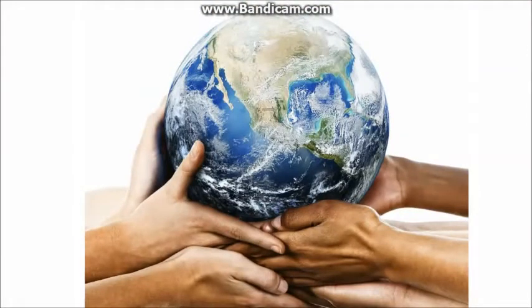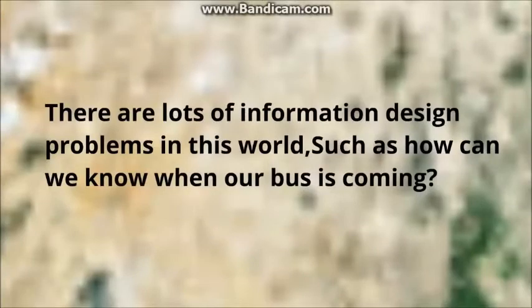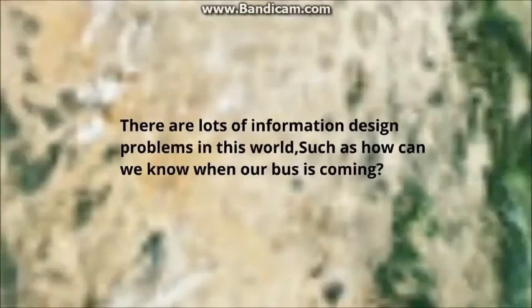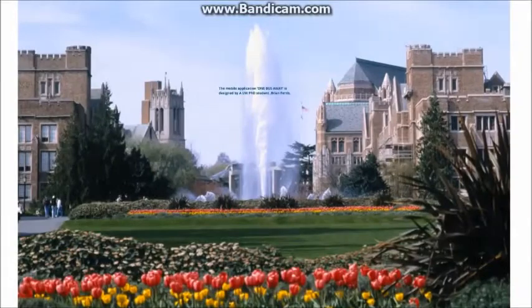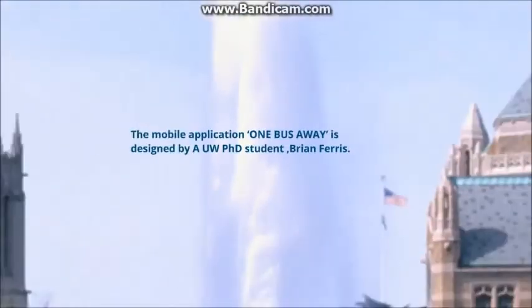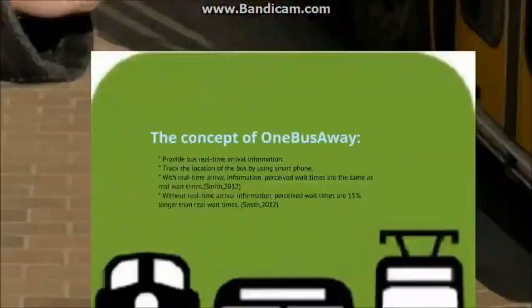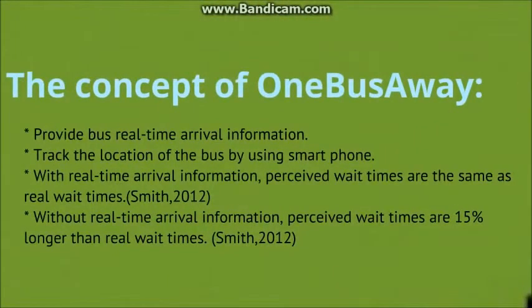There are many design problems in the world. One example is wanting to know when your bus will be arriving. The app One Bus Away, designed by UW PhD student Brian Ferris, is a solution to that question. Here's a picture of Brian. Conceptually, One Bus Away is to get real-time data of all buses that run in King County and put all that information in a manner so that any end user can understand what is being displayed.